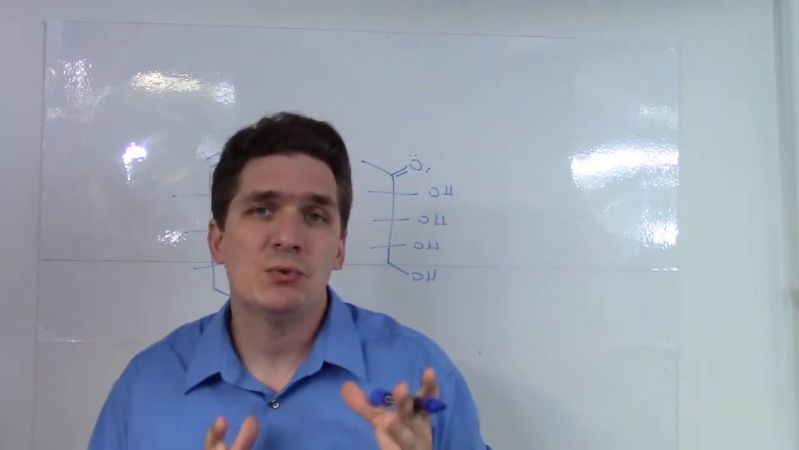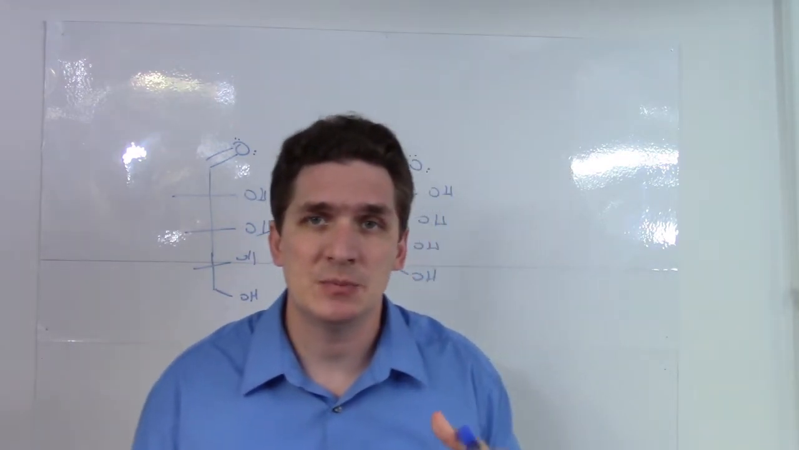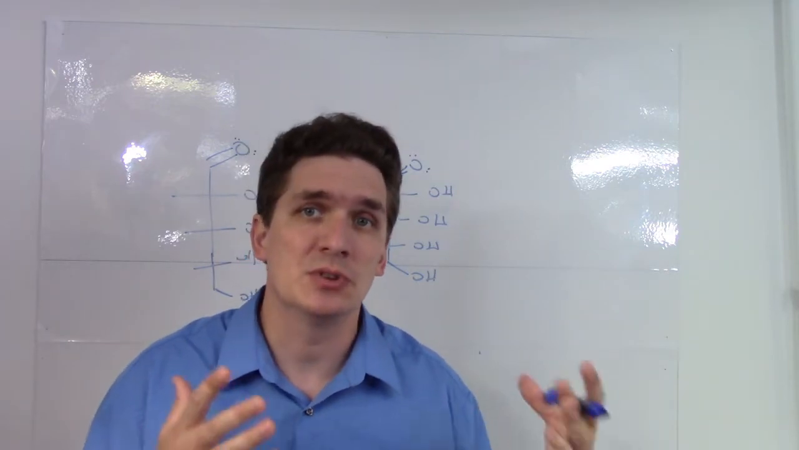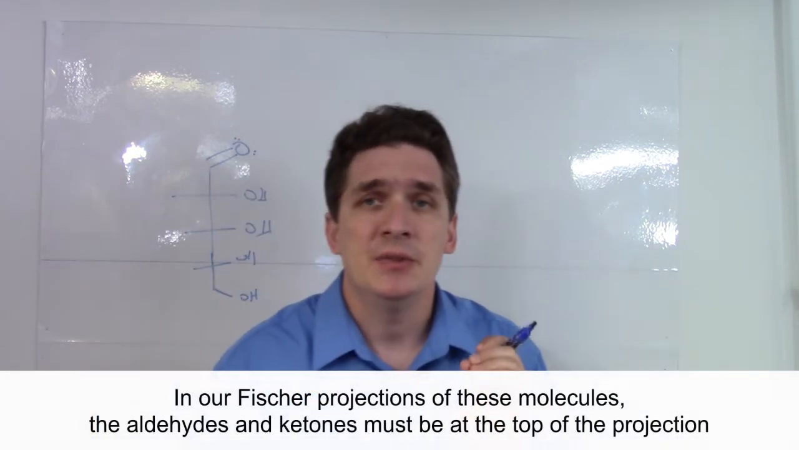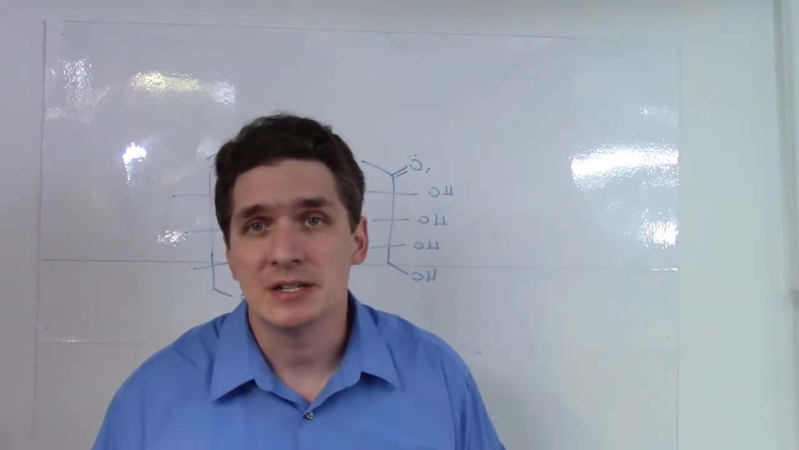Now, when we draw the Fischer projection of the aldoses and ketoses, generally when we talk about Fischer projections early on, we sit back and say it doesn't matter which way you do it as long as it's correct with the drawing. Here we have a very specific way we have to draw it. And the reason we have to draw it this way is it's going to help us with the D and L notation, which we'll talk about in the next video.